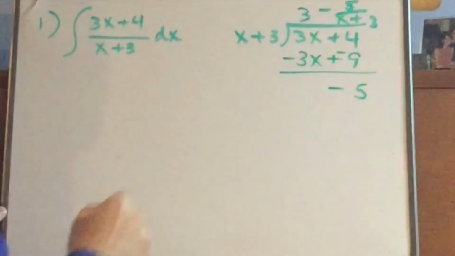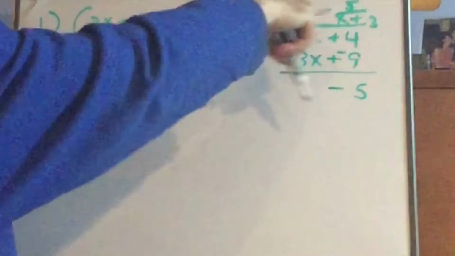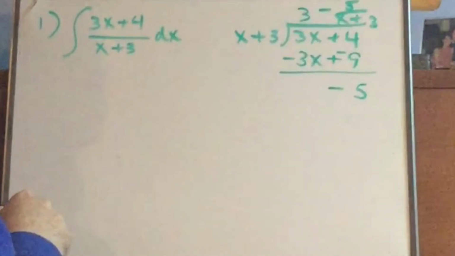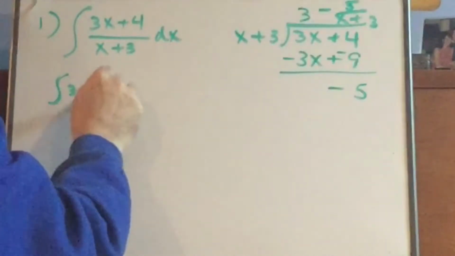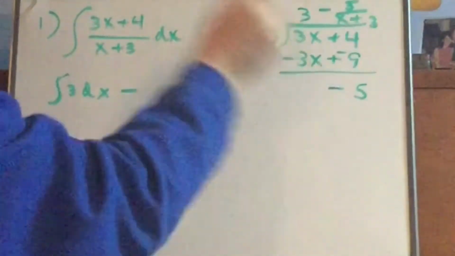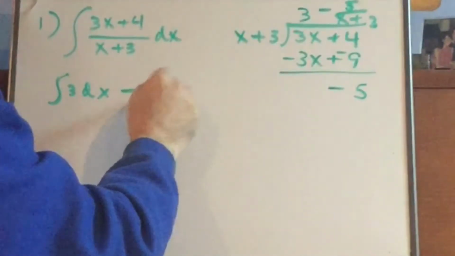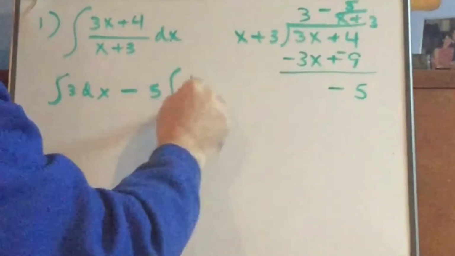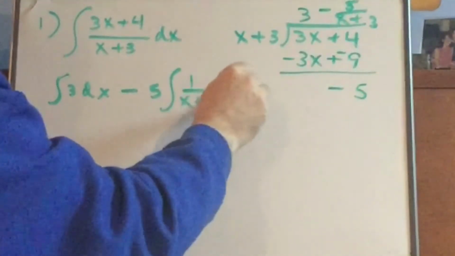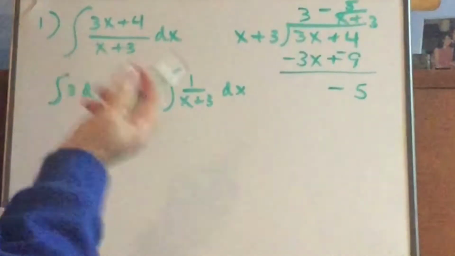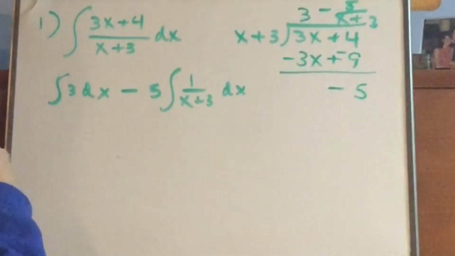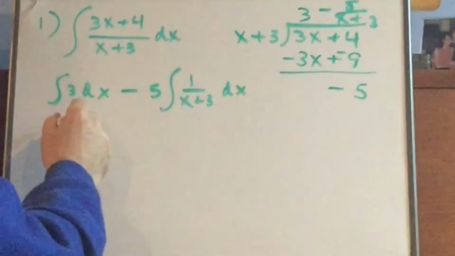I'm now going to rewrite my original integral as this answer that I got for the quotient. So I have the integral of 3 dx minus, and I'm going to factor the 5 out in front, 5 times the integral of 1 over (x + 3) dx. I broke it up into 2 parts just because one part wasn't a fraction, the other part was. Then I just use my antiderivative rules. The antiderivative of 3 is 3x.